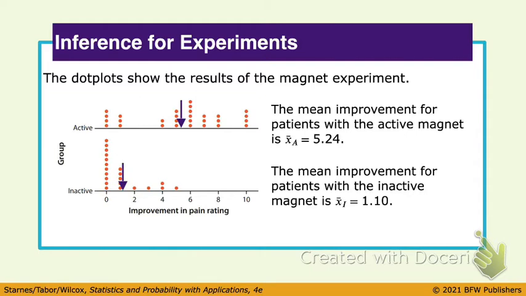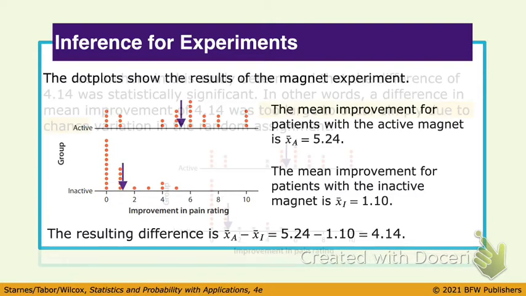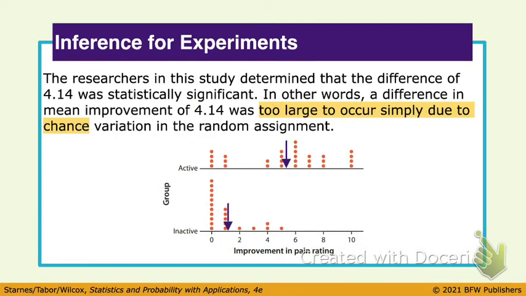Probably, okay? So here's what we can do, you guys. We can look at their actual difference. There was a difference of 4.14, so that's just subtracting those two. And what we can do is see, is this too large to occur simply due to chance? Is a difference of 4.14 big enough to say that the magnets really made the difference? Or could the people in the magnet groups have just felt better anyway?